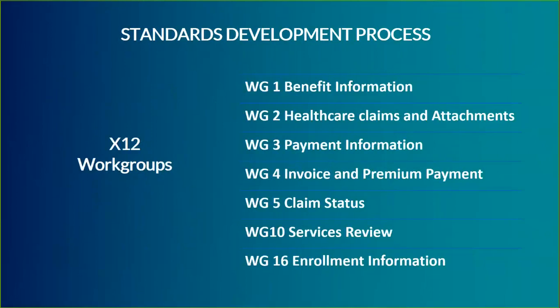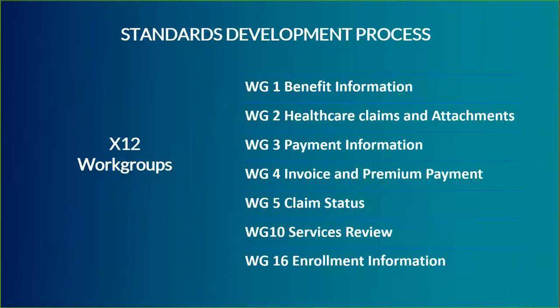Work group 2, healthcare claims and attachments. So there is not a separate work group for attachments. That's actually done within the claim work group. So oftentimes you will have two sets of discussions going on within that work group. Work group 3, payment information. That's the 835 or the electronic remittance advice. Work group 4, invoice and premium payment. That's actually pretty consistent with what we know that work document to be.